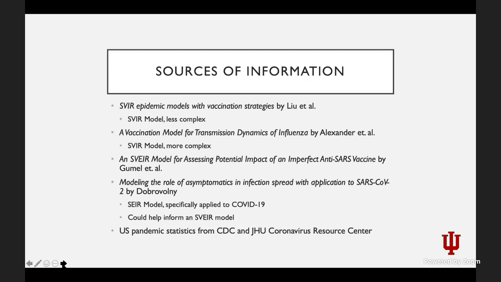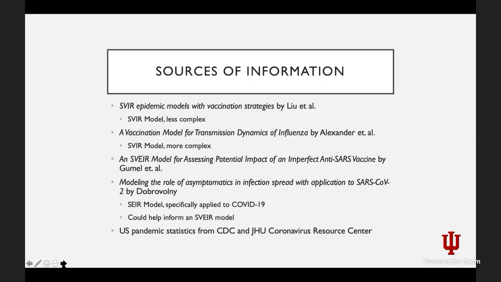I've compiled a few information sources. A couple of these were from the paper reviews in the Google Drive and a couple I found myself. There are 2 papers about SVIR models, one of which is more complex than the other. The more complex model includes statistics like recruitment into the population, which I think probably means birth rate, and natural death rate. I don't know if that's necessary to include, but I thought it'd be interesting to at least consider both of these papers.